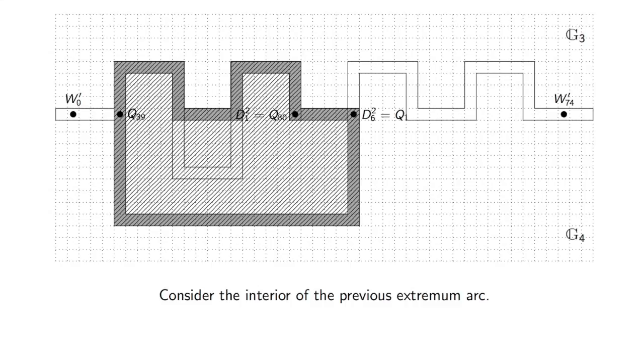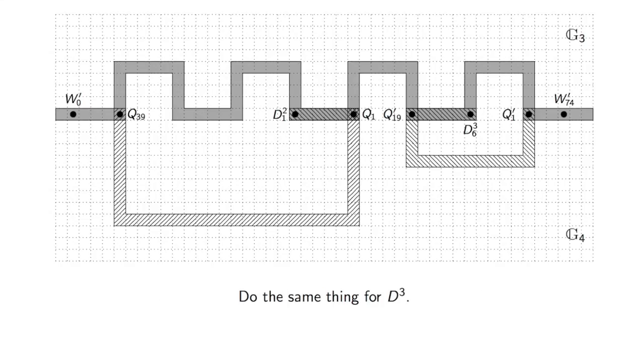The extremum arc extracted from Q and the dual segment D2 are segments of this window. The interior of this window also contains the segment of Q from index 1 to index 1 and the segment of Q from index 39 to index 80. Then, the interior of D2 is a subgraph of this graph. Now, we do the same reasoning for the dual segment D3.